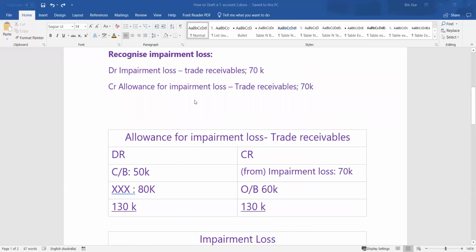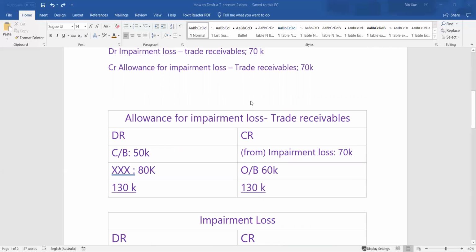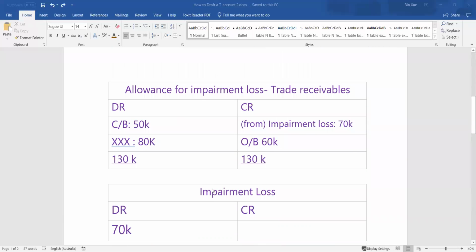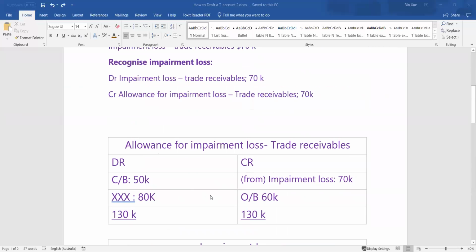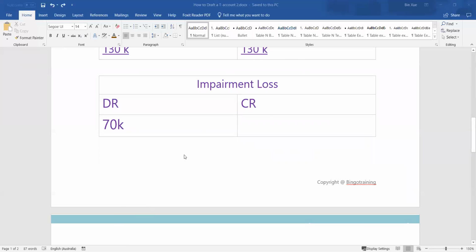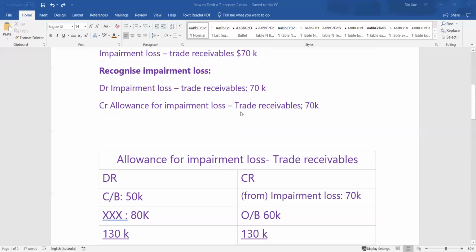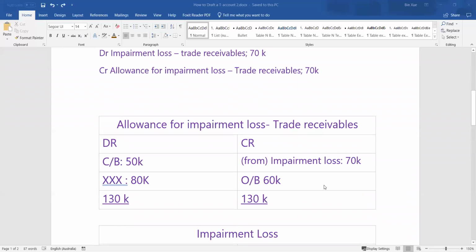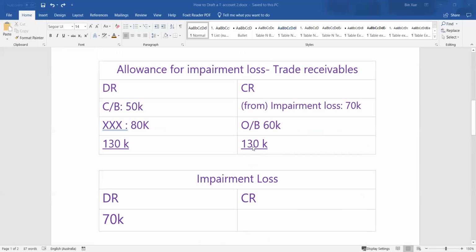Okay, the other part is this impairment loss of 70K. I also draw this impairment loss account for showing purposes. What it's doing is we debit impairment loss 70K, and we credit allowance for impairment loss 70K. So on the credit side, we put 70K, okay? So in total the credit side is 130K. And for the debit side, to arrive at 130K, we need another 80K.